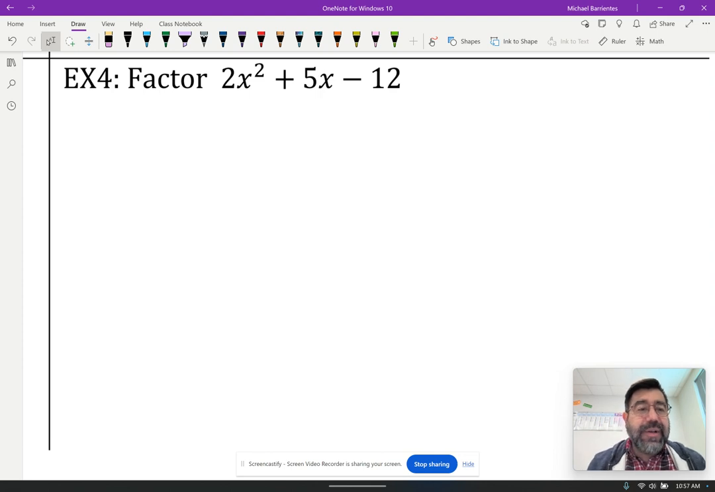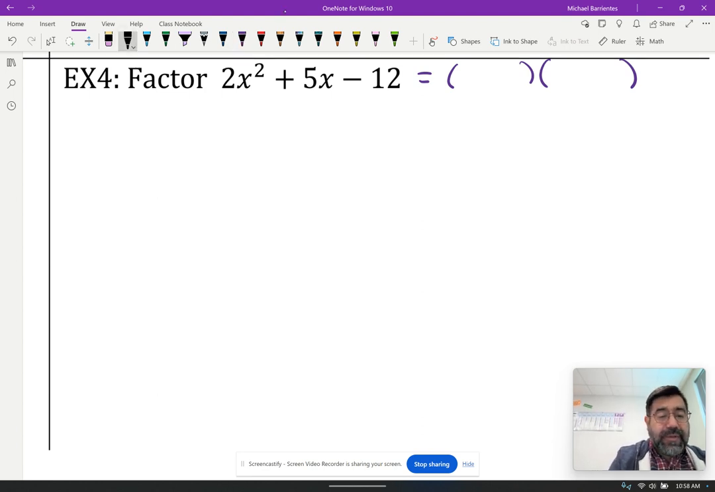All right, good people, here we go. The last example, example number 4. We're still factoring. We're still trying to figure out what times what gives me 2x squared plus 5x minus 12. Where do we start? We build the box.